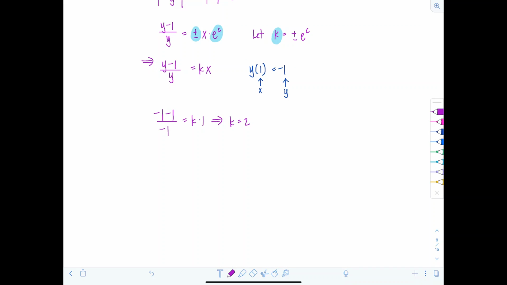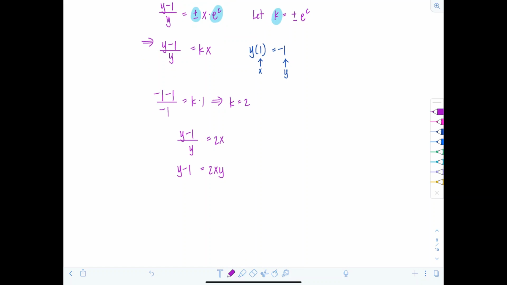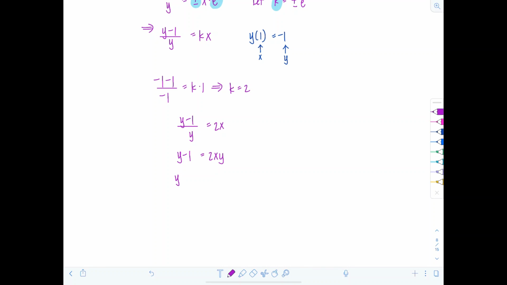And so substituting all that back in, I have y minus 1 over y equals 2x. I can multiply through by y, so y minus 1 equals 2xy. Ooh, we can solve for y. Let's put y minus 2xy on the same side equals positive 1. From here, I can factor out the y, and I have y times 1 minus 2x equals 1. And at long last, here's our solution. y equals 1 over 1 minus 2x. Voila.